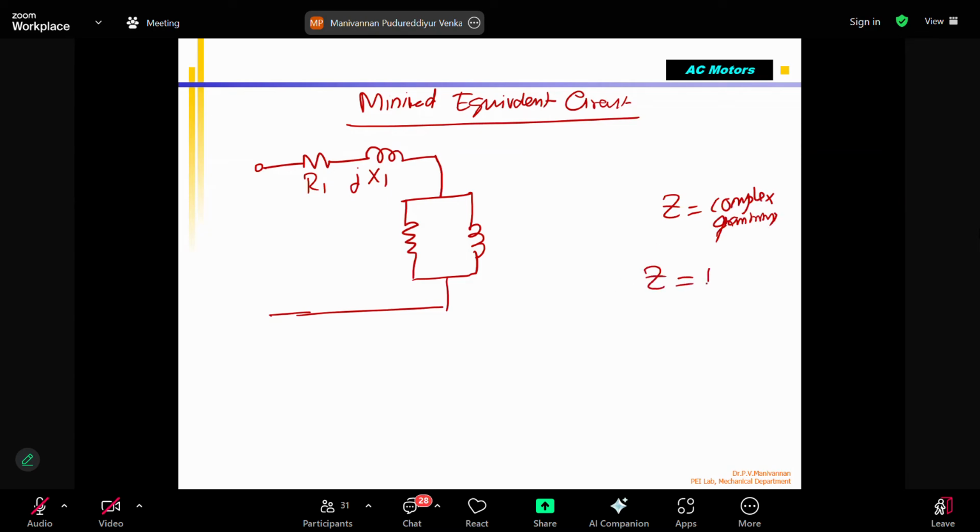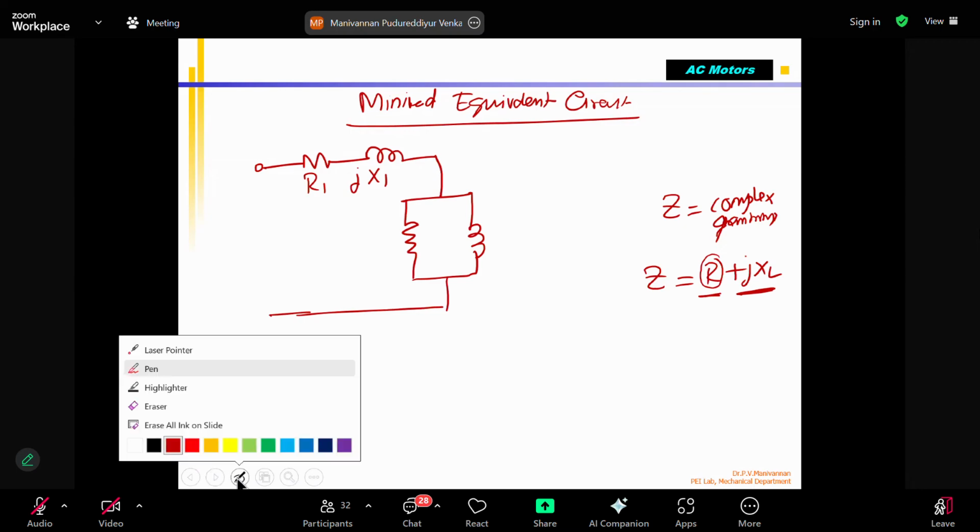That is equal to R plus jXL. Correct. jXL is the imaginary part, R is the real part. Together, this is a complex quantity. So the R part will be fixed. jXL will vary with the frequency, and it will also give you the phase angle. That's why it is the imaginary part. Okay.